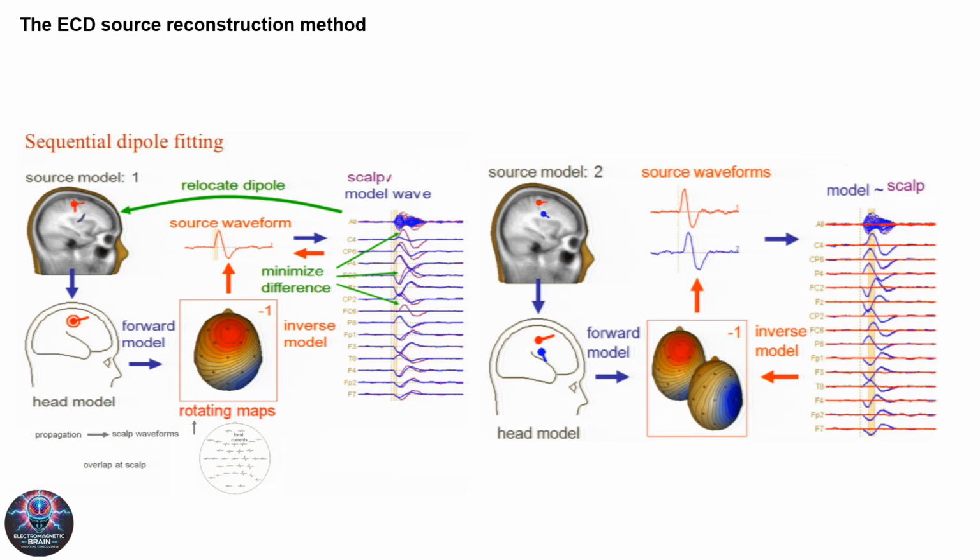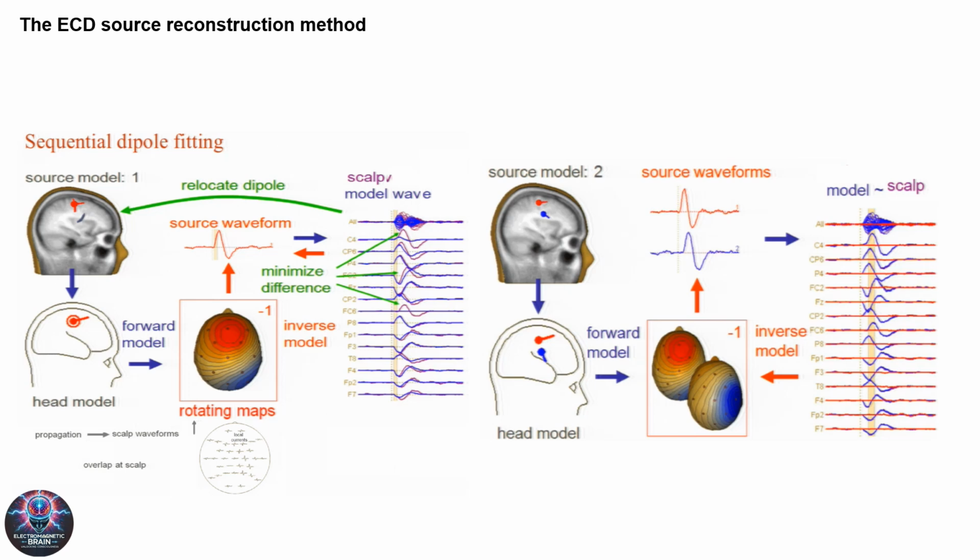The core idea behind the ECD method is to model the brain's neural activity as one or more equivalent current dipoles. Each dipole represents a small, localized region of the brain where electrical activity is assumed to originate. The ECD method assumes that the brain's neural activity can be effectively represented by a small number of current dipoles, each characterized by its location, orientation, and strength.